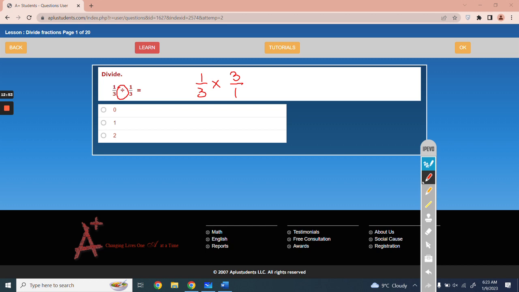Now you simply have to multiply the fractions. Do numerator times numerator, denominator times denominator. Got it? 3 times 1 is 3 and 3 times 1 is 3. If they have a common factor, that is 3, just divide them by 3, and we can write it as 1. Got it? So the correct option is option number 2, that is 1. Just select the correct option and click on the OK button. Got it? So the correct option is 1.